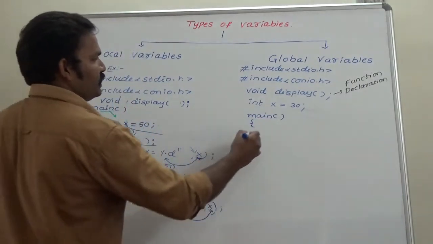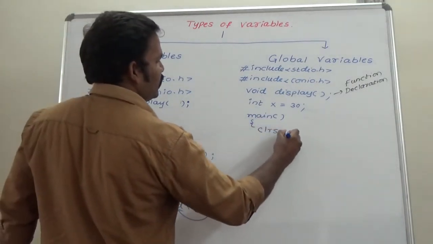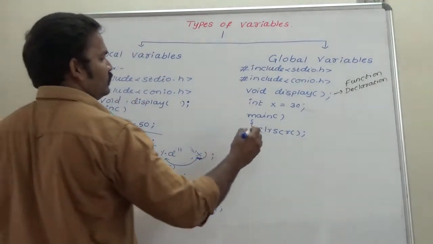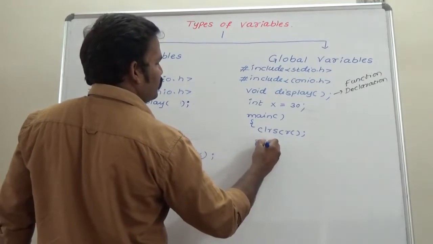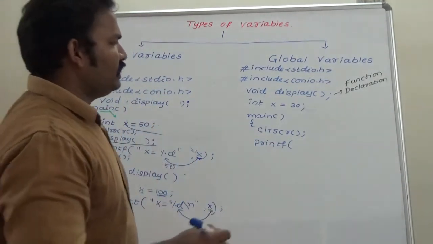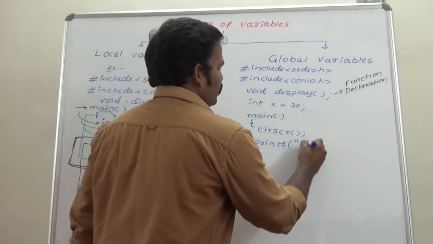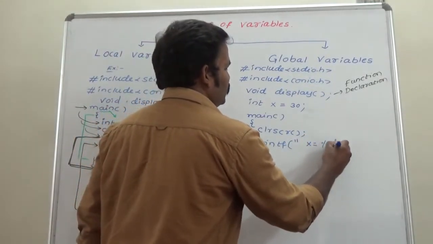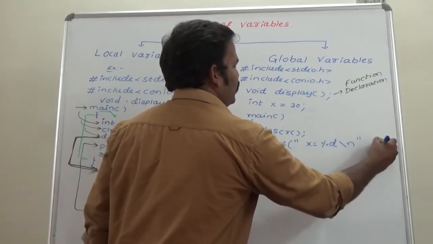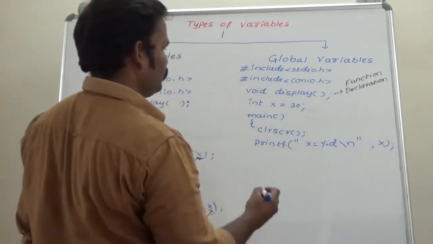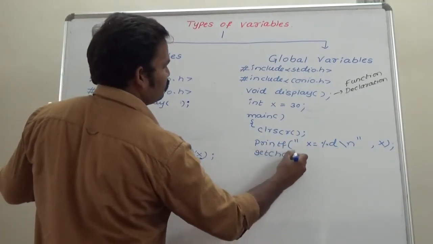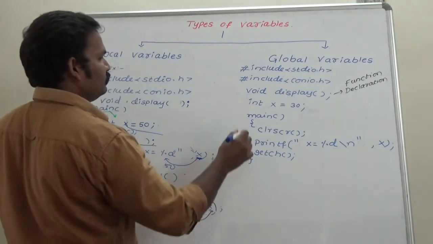So in main function I am using the clrscr function. Next, by using printf function I am trying to print the x value on the screen. x is equals to %d, backslash n, comma x. Then getch.